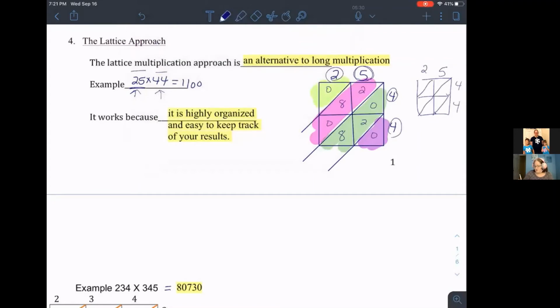So if we followed the purple row, you'd be adding all these in the row. So 0 plus 0 is 0. And then here we have 8 plus 2 is 10. And then 8 plus 2, again, oops. Sorry, my bad.